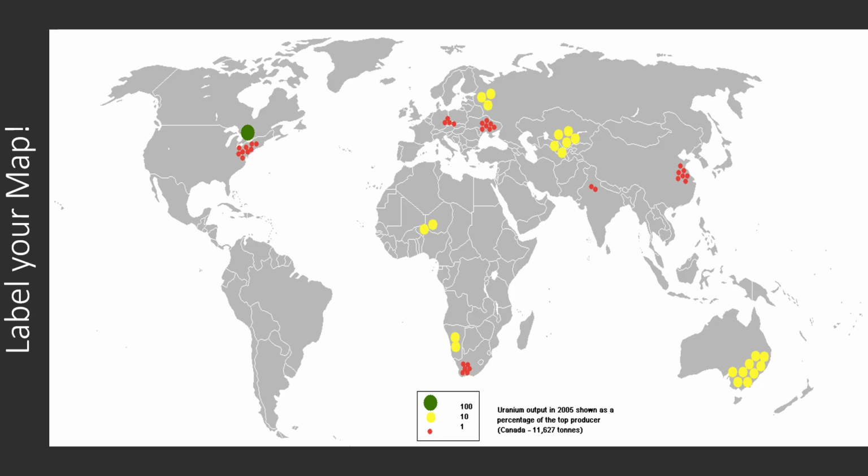As far as where you're going to find uranium, you're going to want to label your map here, so make sure you pause it and label the map with all the different sources. We've got uranium output in 2005 as a percentage of the top producer. Canada was the top producer at 11,627 tons. So you can see that there are some sources in the northeast of the United States. There are also sources in the Mideast, in China, Australia has a large number of sources, Africa as well, Europe as well.